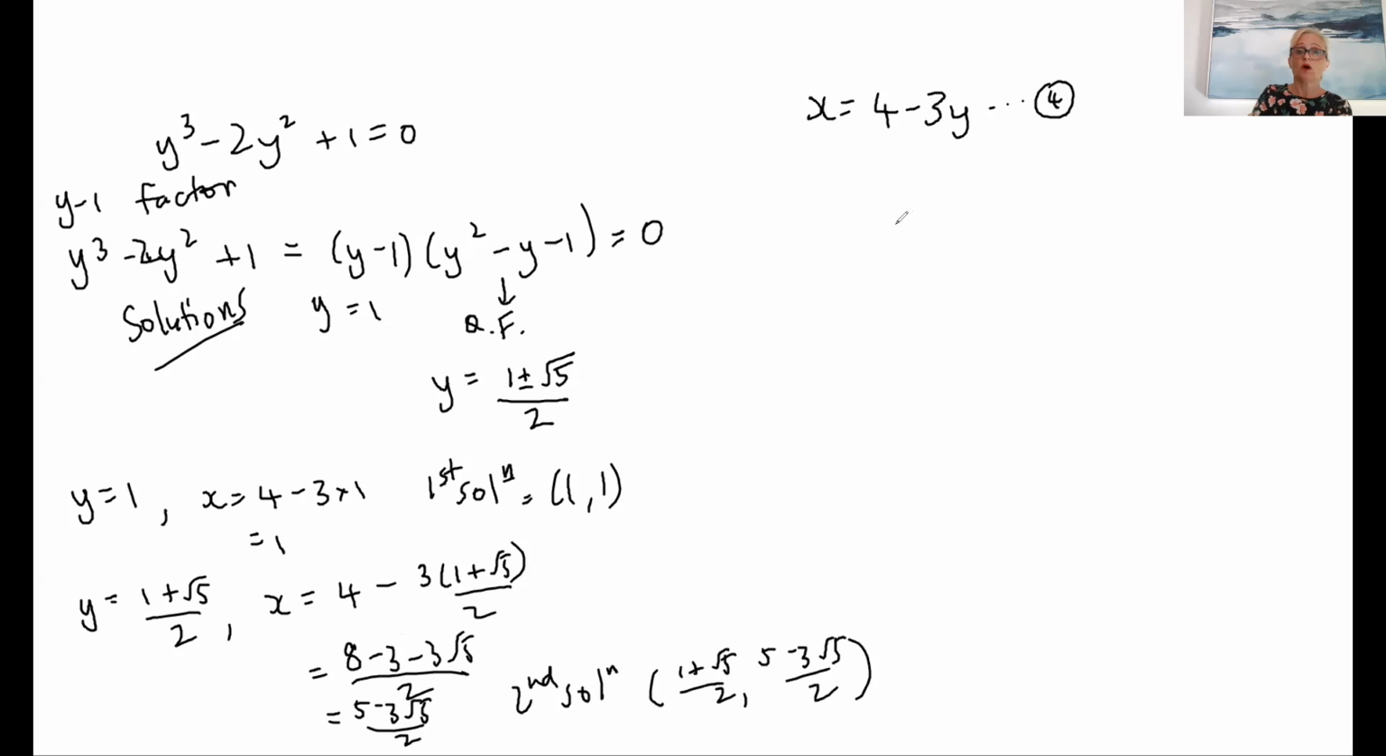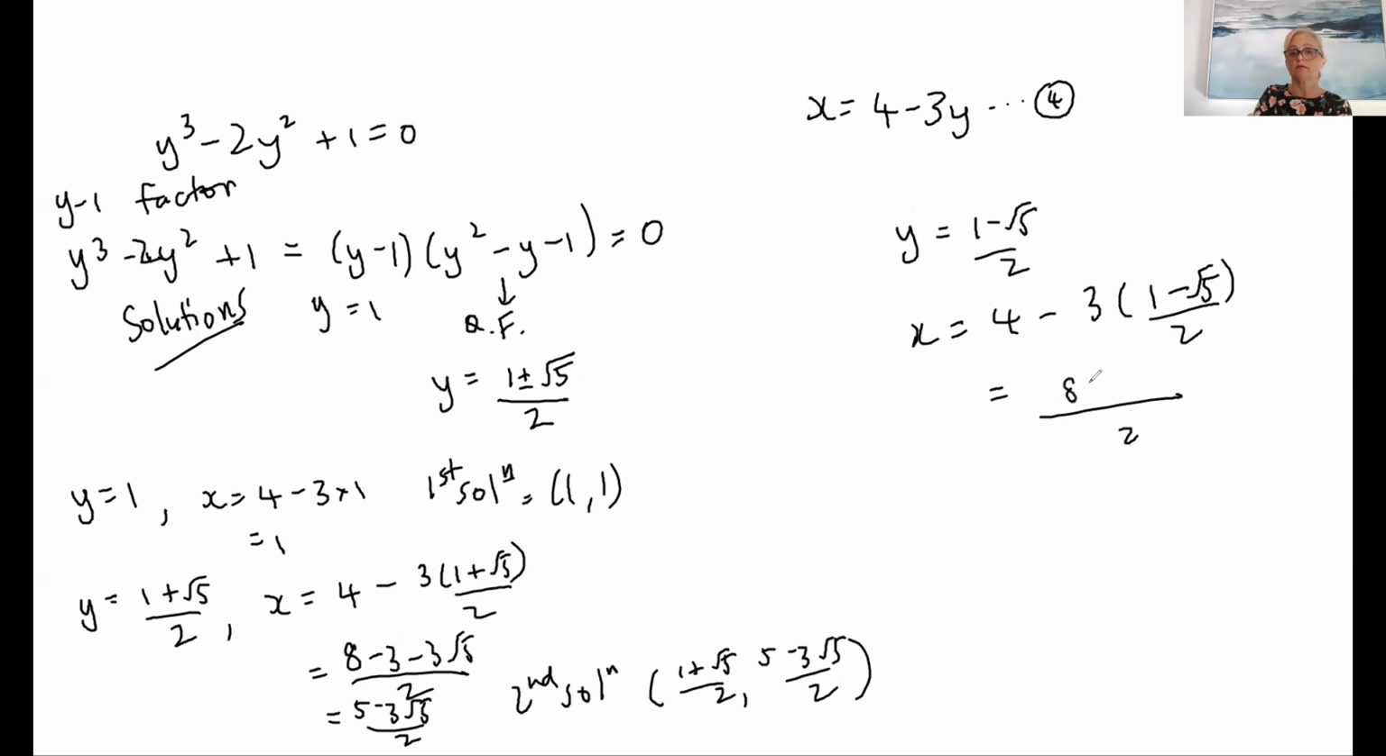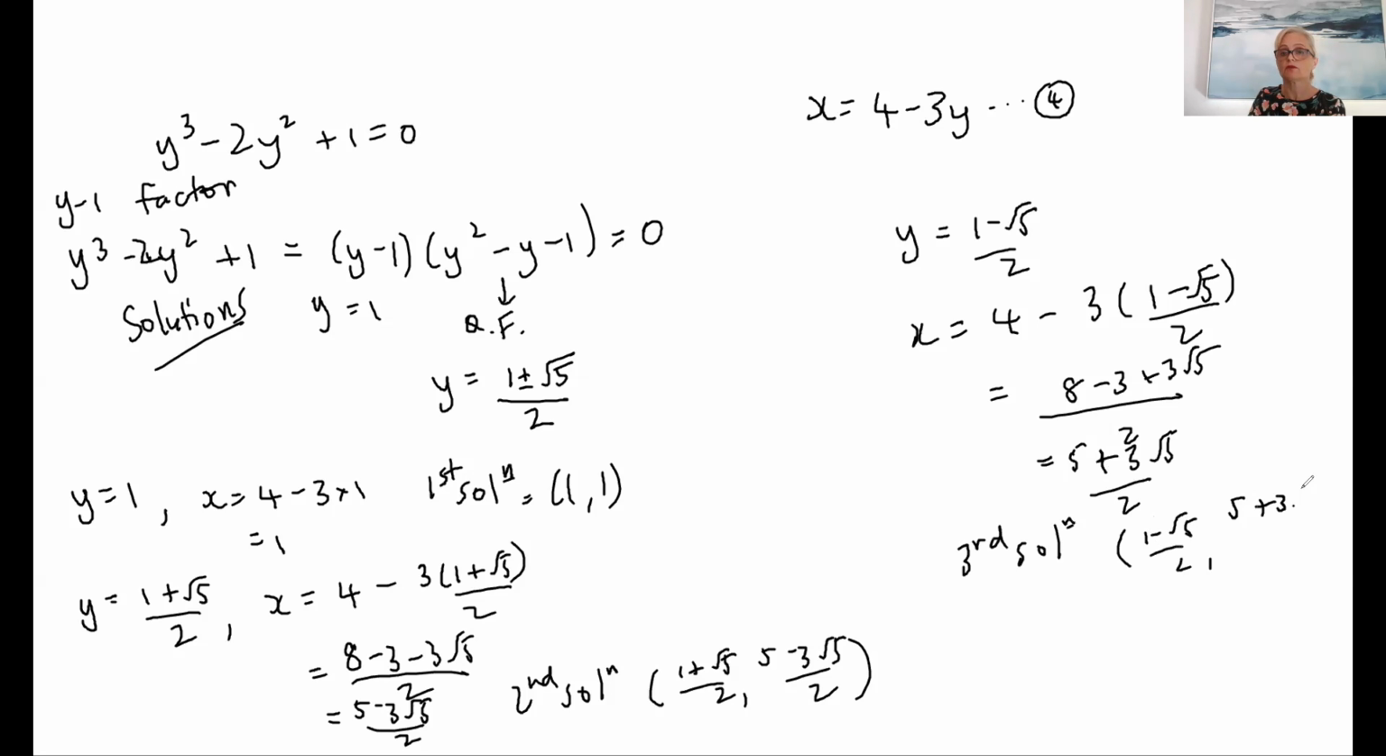And finally, when y is our 1 minus root 5 on 2, x is going to be 4 minus 3 times this, which is all over 2, 8 minus 3 plus 3 root 5, which gives you 5 plus 3 root 5 on 2. So the third solution is your 1 minus root 5 on 2, 5 plus 3 root 5 on 2. And so I would then go back and just underline the 3 solutions, and Bob's your uncle.